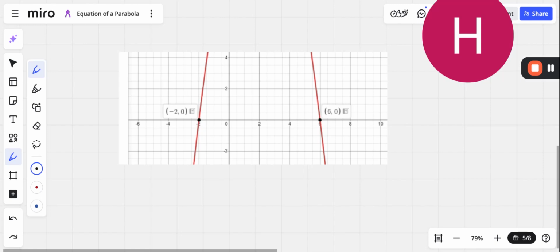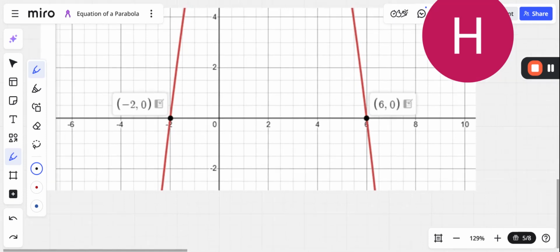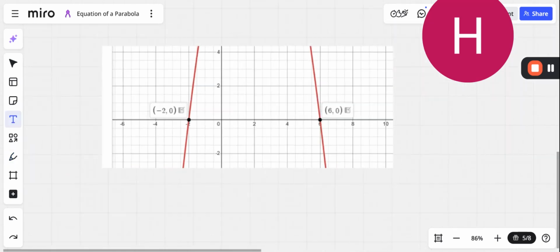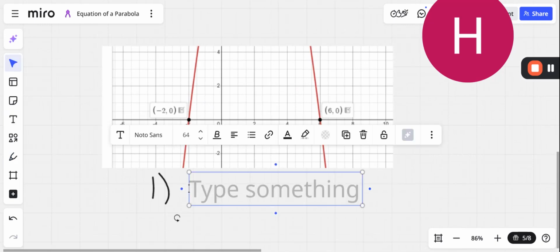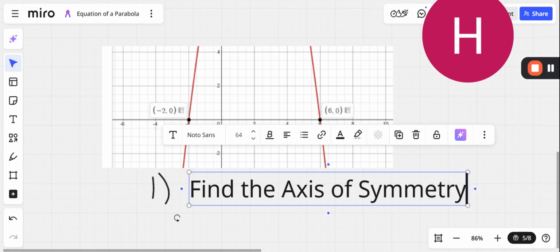I reached out to him and said, hey, I need the rest of the graph, otherwise I can't help you with the equation. But we'll just see what happens. For now, we have to work with what we've got, right? So the first goal is we want to find out where is the axis of symmetry.